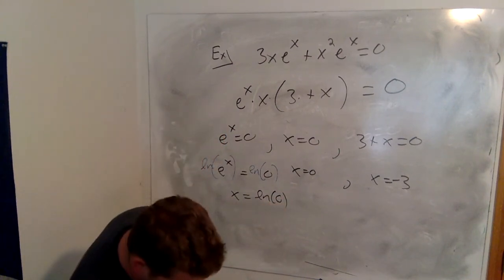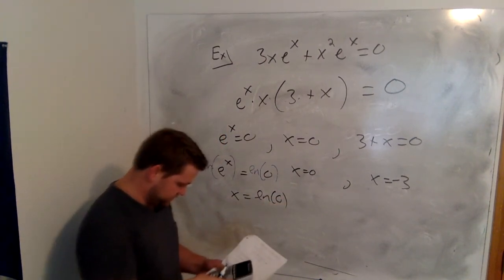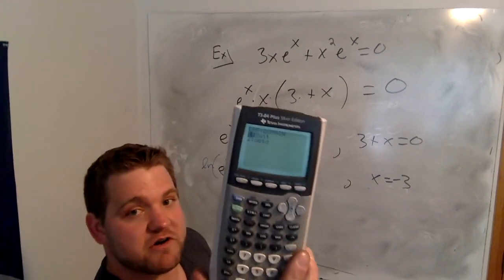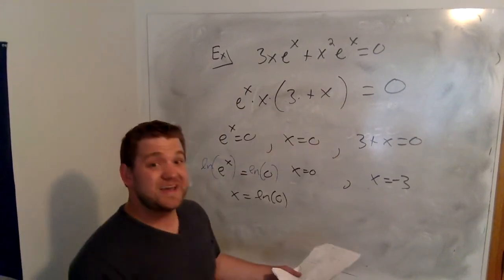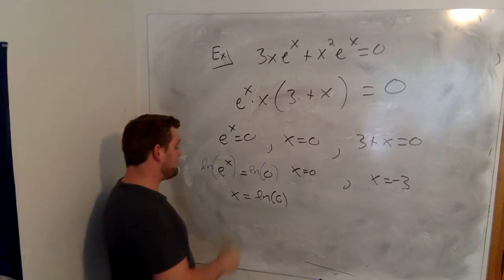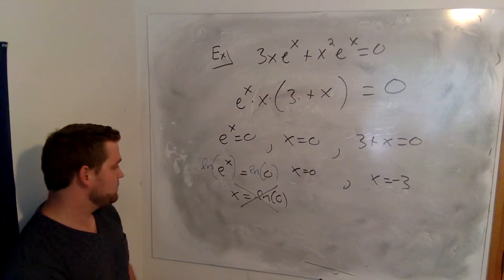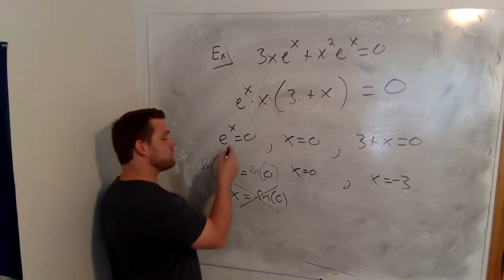Okay, let's attempt to plug this into our calculator. The natural log of 0. Hit enter. Error, error, error. Why? We can't take the natural log of 0. That's a problem. Remember, we can't take the natural log of 0 or a negative number. Okay, so I'm not getting any solution from this piece.